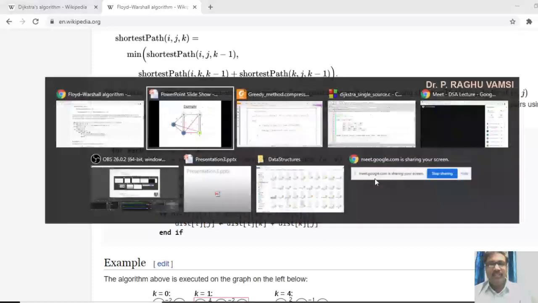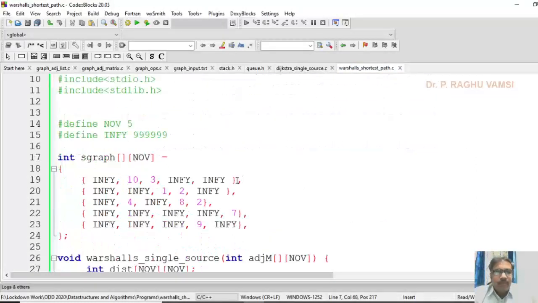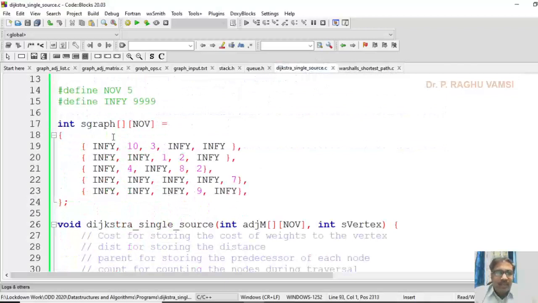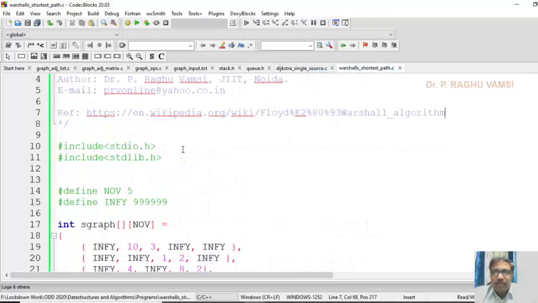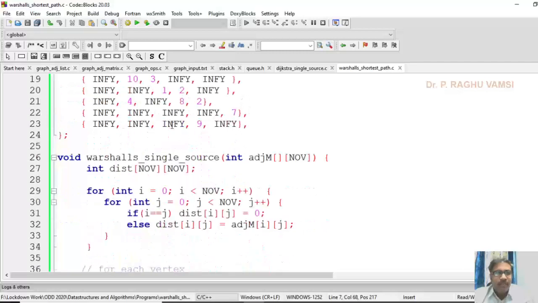with negative weights. Here is the program to demonstrate the Floyd-Warshall shortest path algorithm. The same graph I have considered. You can download the PowerPoint presentation, and from there you can observe this graph. Also, the source of the algorithm is Wikipedia, so I have given the reference here. The graph, S graph, is the static graph that I have mentioned here, and the path is the two-dimensional matrix I have mentioned here.